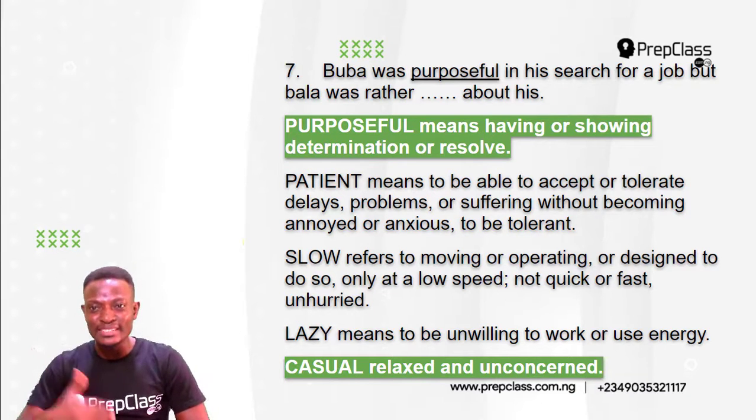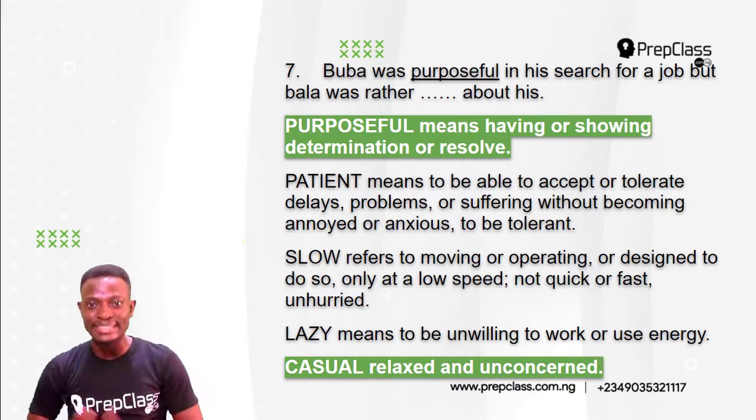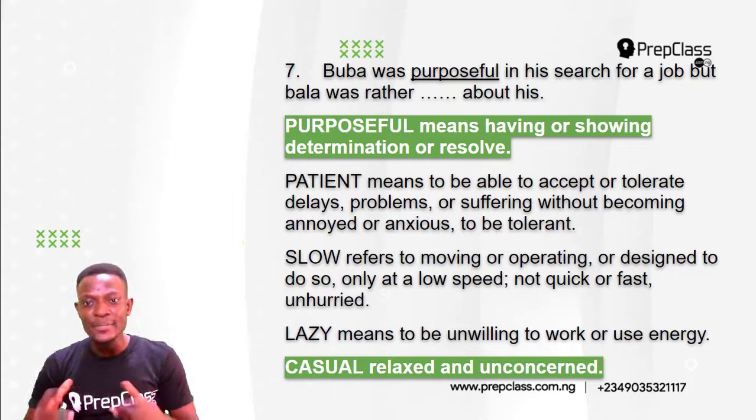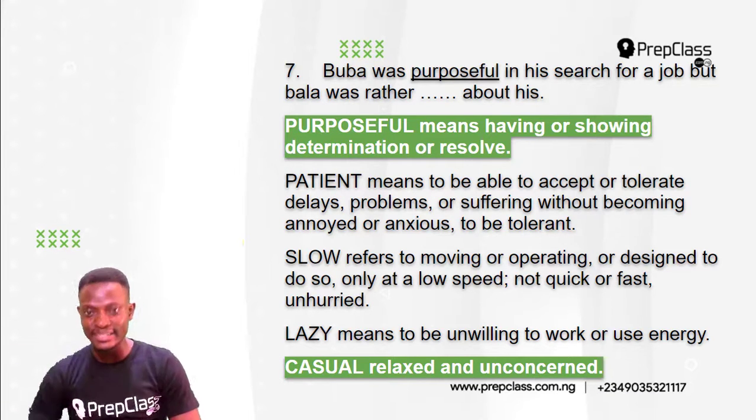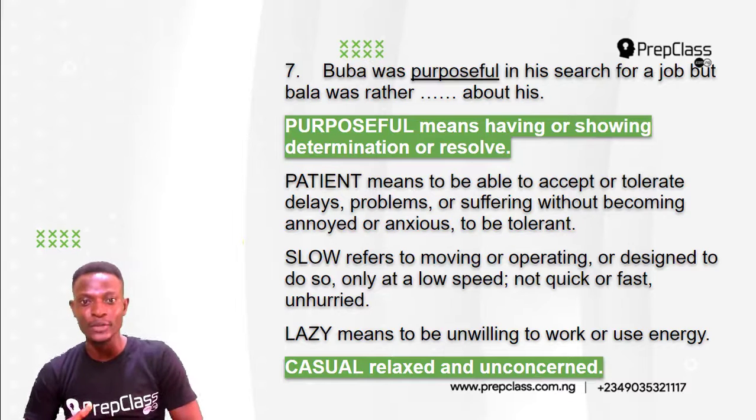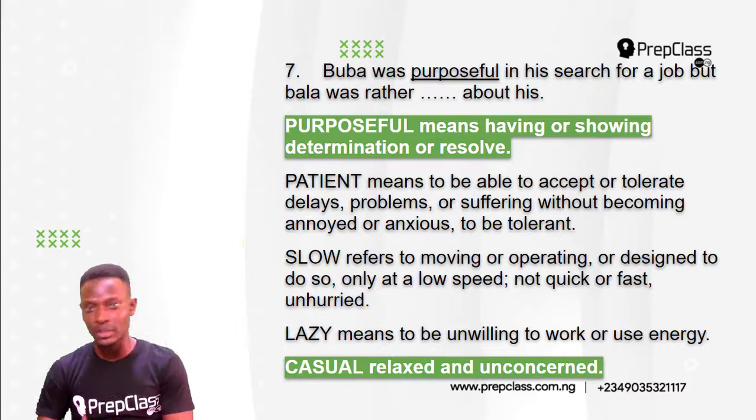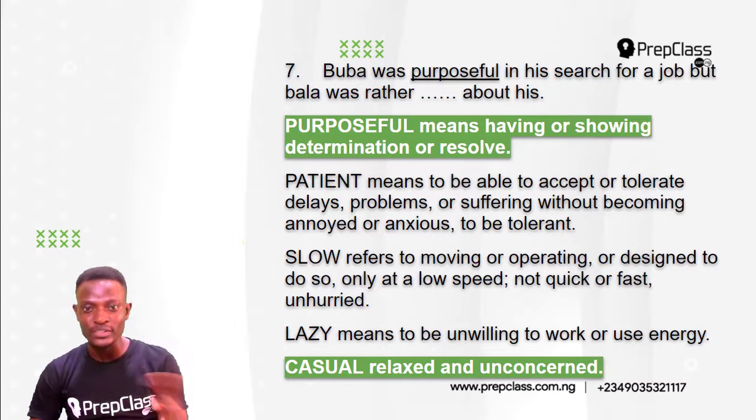Buba was purposeful in his search for a job, but Bala was rather dash about ease. Option A, patient, means to be able to accept or tolerate delays, problems, or suffering without becoming annoyed or anxious. It means to be tolerant. Now, the opposite meaning of purposeful is not patient.